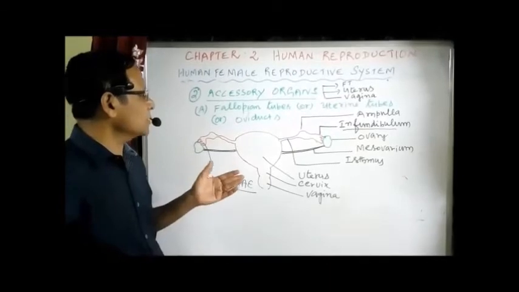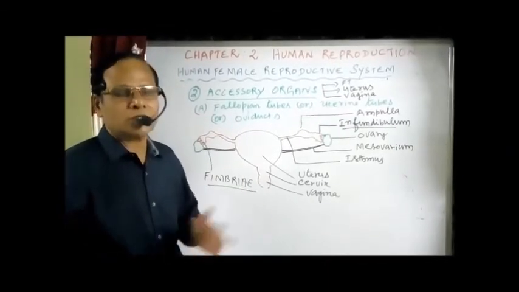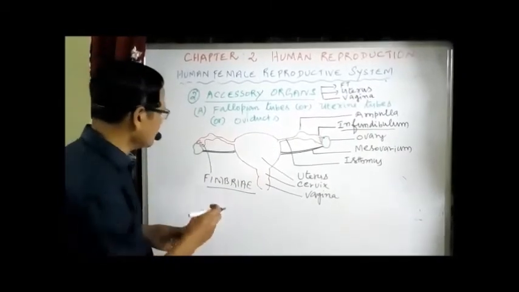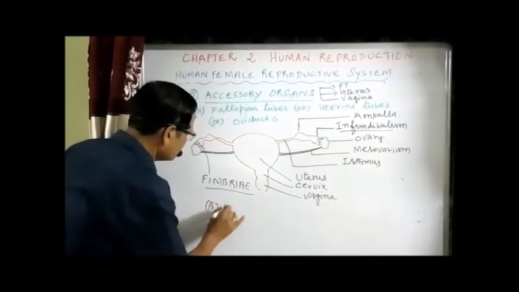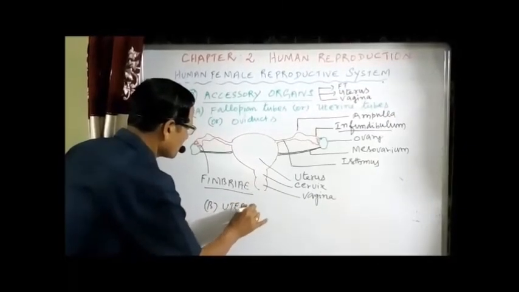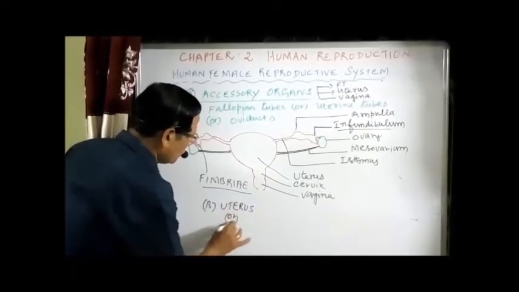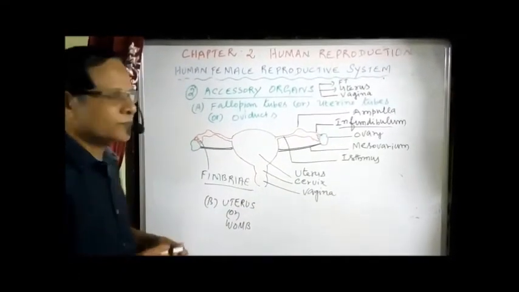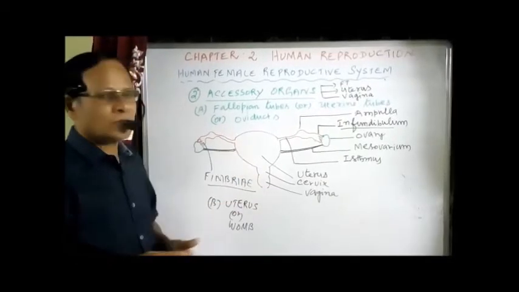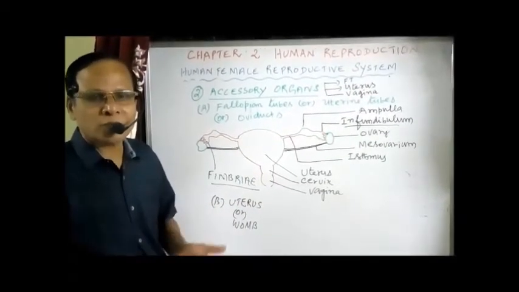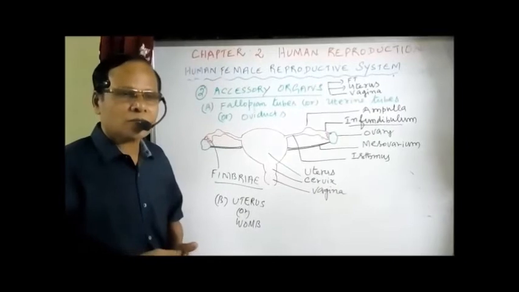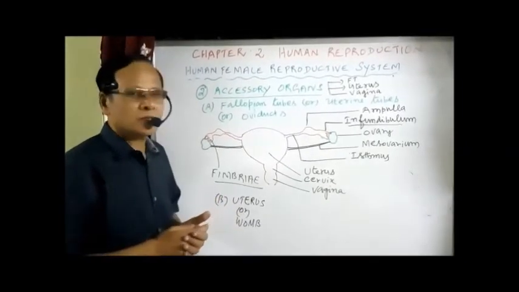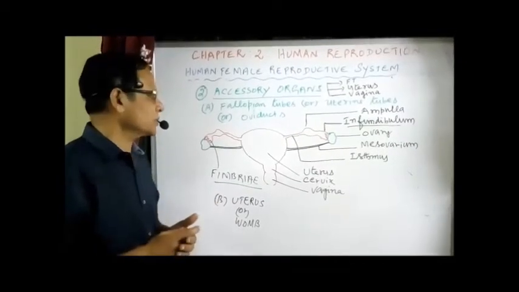Now let's go for the next one, the uterus. I am representing only a simple diagram. The second one is the uterus, or womb, of a mother, a female. The uterus is normally a hollow, highly muscular, highly vascular, normally contracted structure.